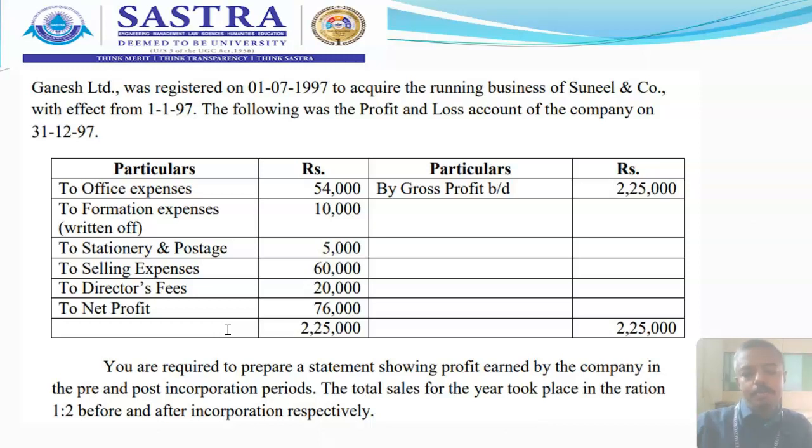So here, please use the logic of adding the pre-incorporation amount as well as the post-incorporation amount and put up the total as the gross profit of rupees 2,25,000. You can verify whether that is right or wrong. Right? So do that similar exercise for all the apportionments and allocations.